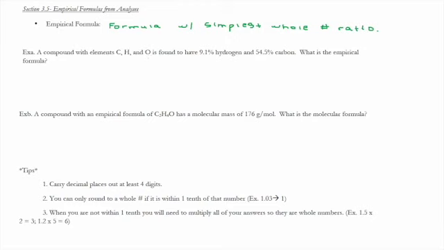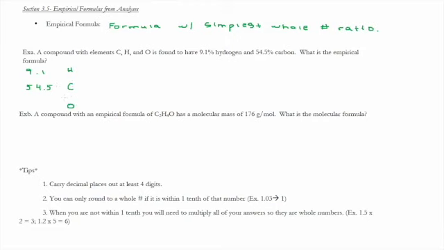It tells me I have a compound with carbon, hydrogen, and oxygen. I have 9.1% hydrogen, 54.5% carbon, and then the rest is going to be oxygen.